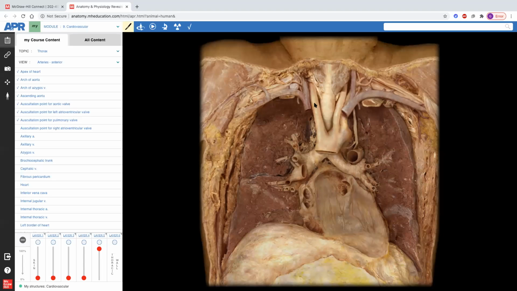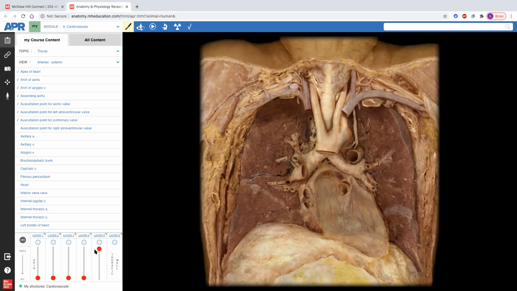So all of the circulation for your right upper body is supplied by the brachiocephalic trunk. It comes up, it divides into the right common carotid and into the right subclavian. Whereas on the left, the left common carotid, left subclavian, directly from the aorta, right? Notice there's no brachiocephalic trunk on the left side, in other words. It's only on the right.